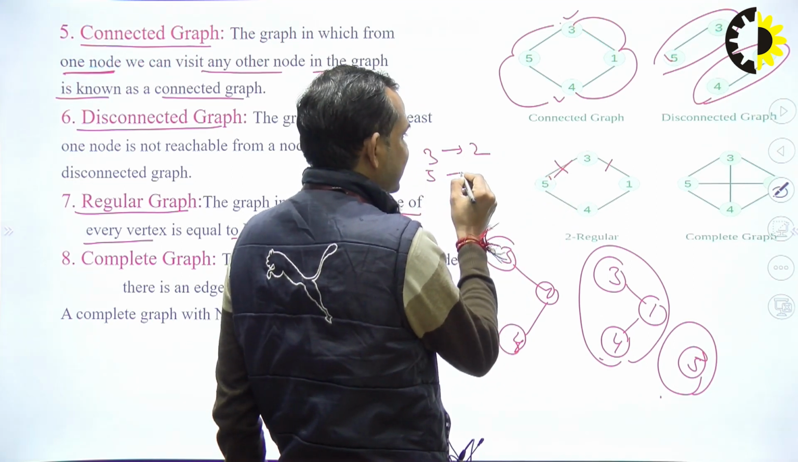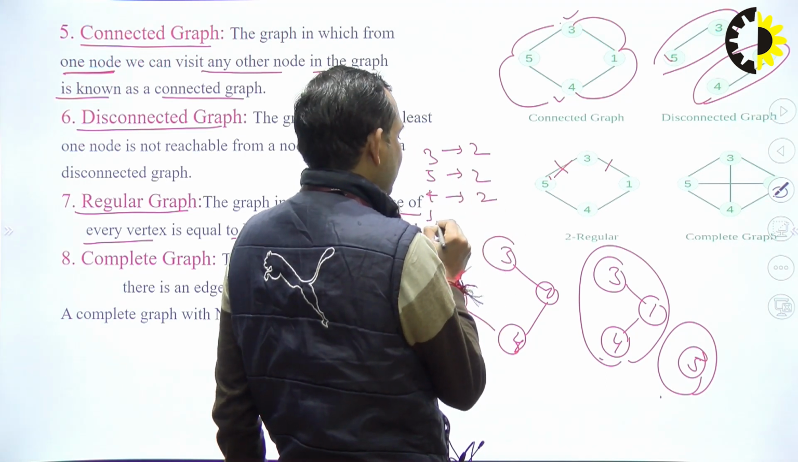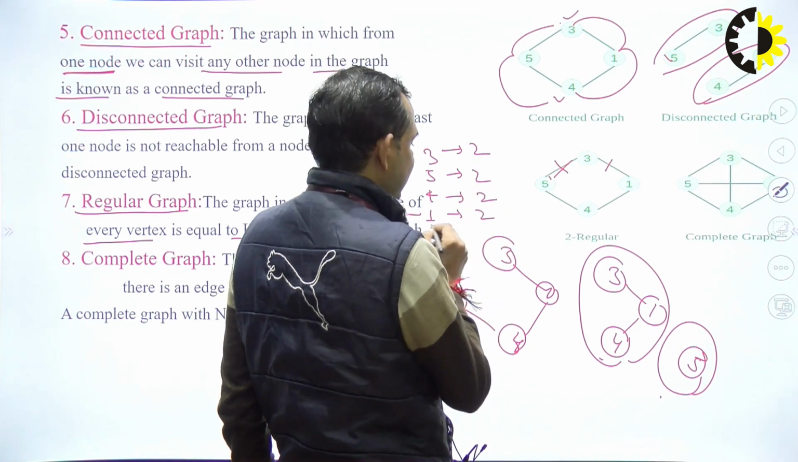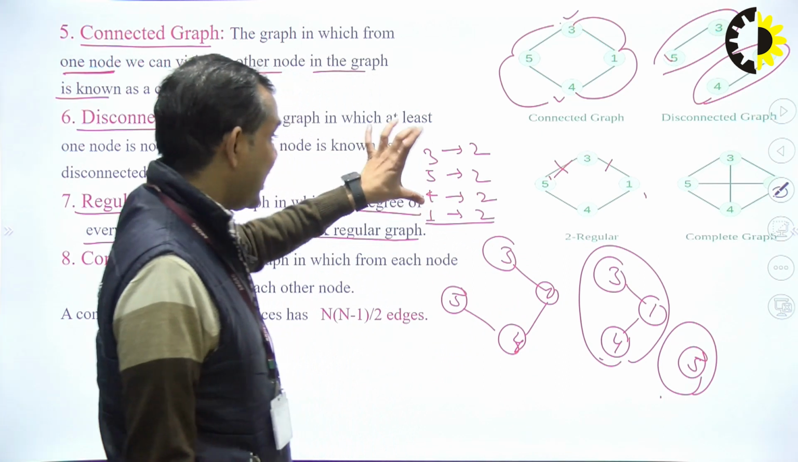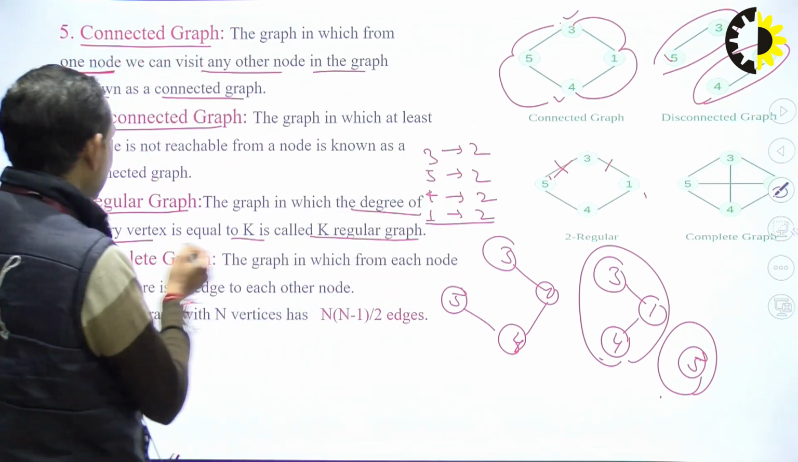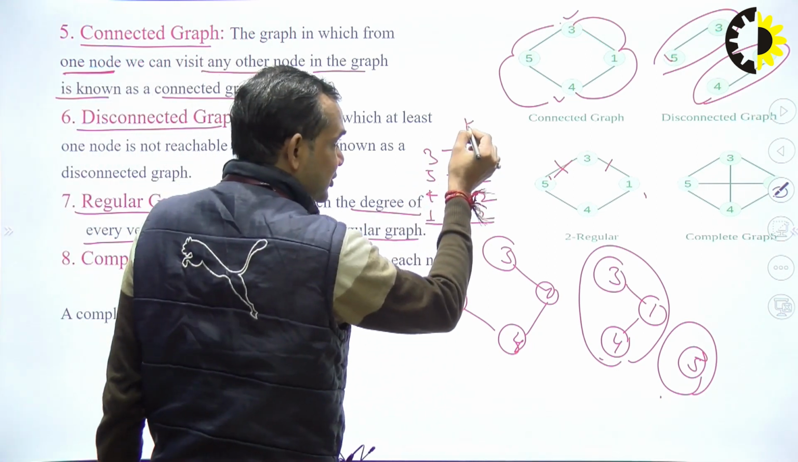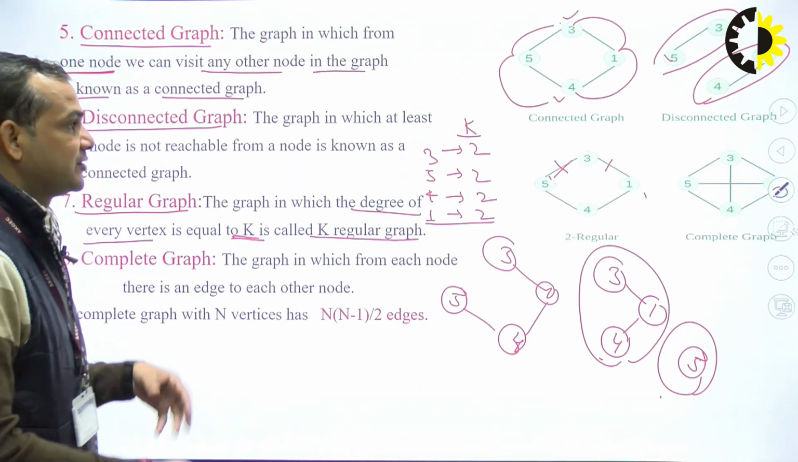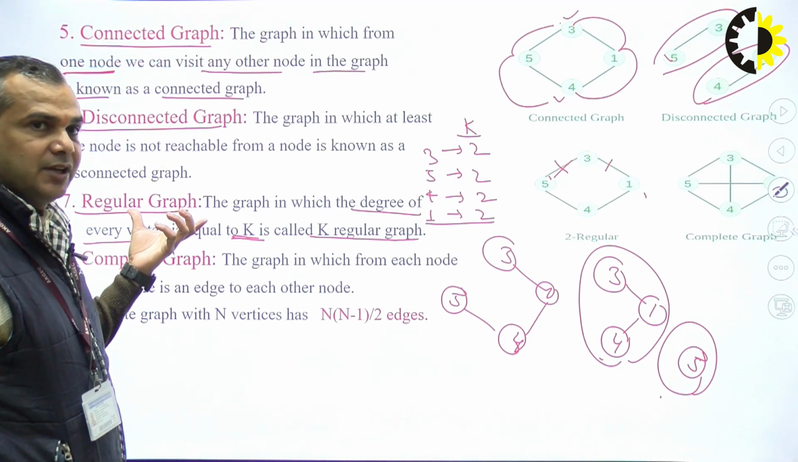So degree of 5 is 2. Degree of 4 is 2. Degree of 1, what is the degree of 1? That is 2. It means every node has an equal degree. So here we can say that the degree of every vertex is equal to k. Whatever value we assume as k, this is known as the regular graph.